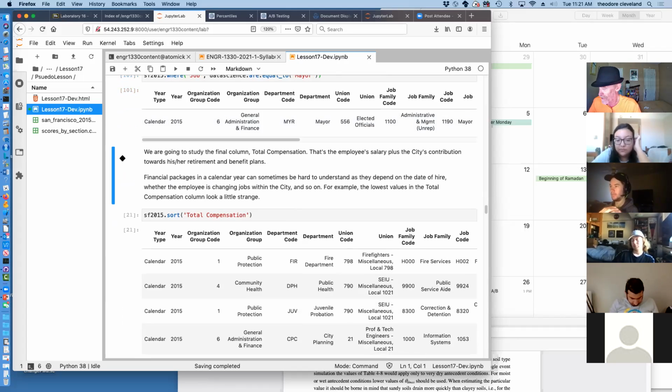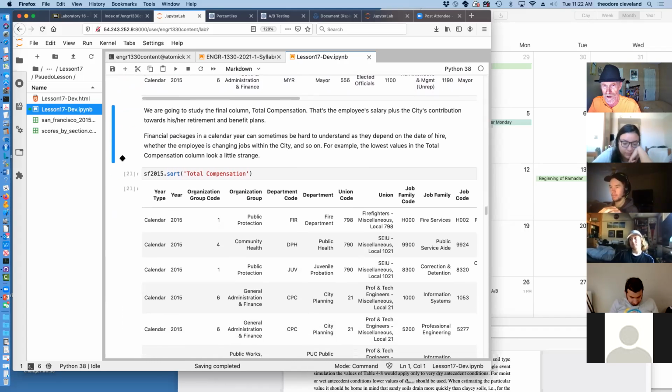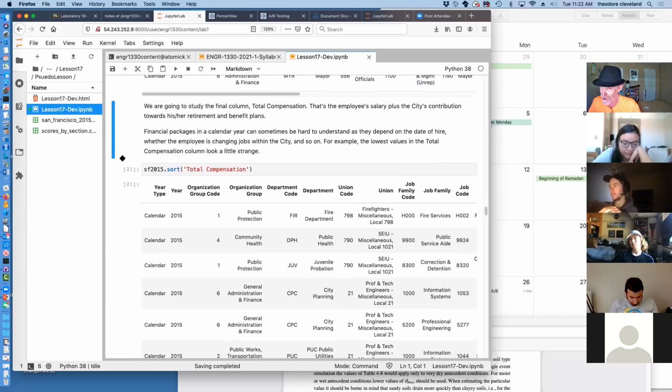So we're going to study the final column, total compensation. That's the employee's salary plus retirement and benefits plans. Financial packages in a calendar year can sometimes be hard to understand as they depend on the hiring date and whether the employee is changing jobs.